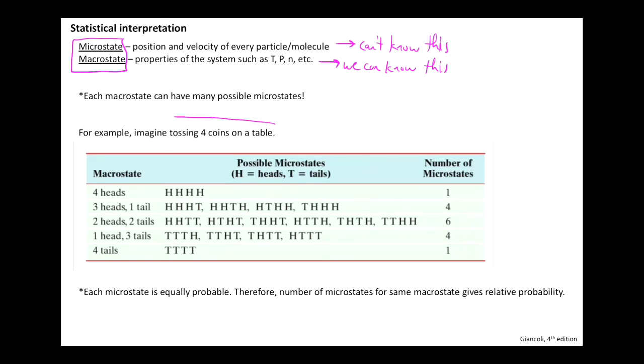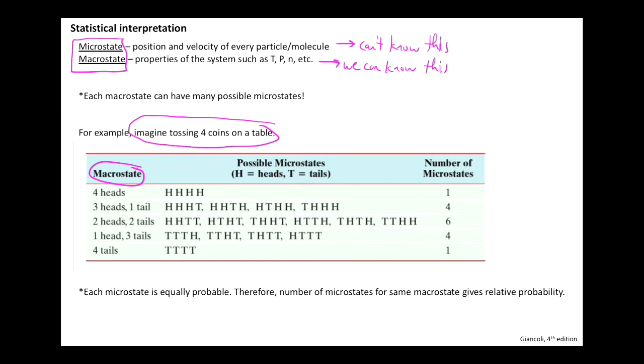We can see this in an example by not looking at 4 gas molecules, but if we just had 4 coins, pull them out of your pocket, toss them on the table, see what happens. In this particular analogy, the macrostate is looking at the system as a whole and just saying, how many heads and tails do I have, right? What is the state of the overall system? Is it 4 heads? Is it 4 tails? Is it 3 and 1? Is it 2 and 2? You can see all those possibilities listed there on the left, okay? In the middle, we have microstates.